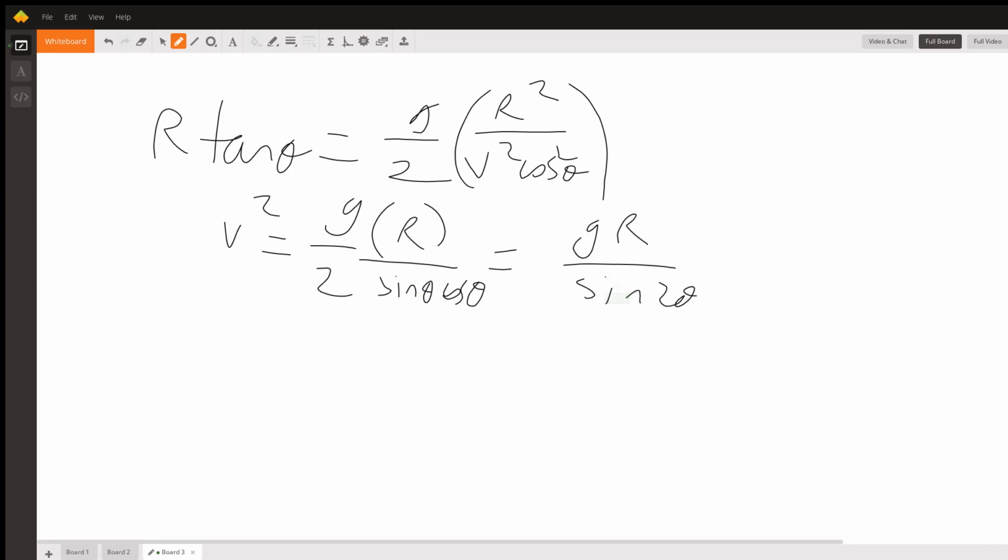And you can solve that for R. R equals, multiply over the sine 2 theta, so V squared times sine 2 theta over g. And that's where that range equation came from. So even if you didn't know the range equation, you can use your general physics equations to solve for it. And that's it.